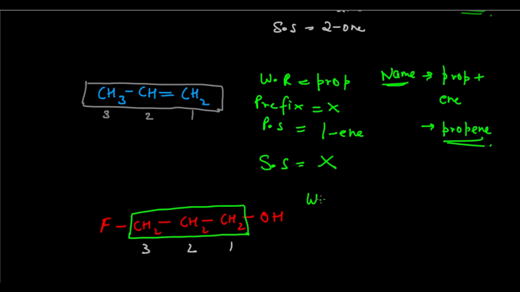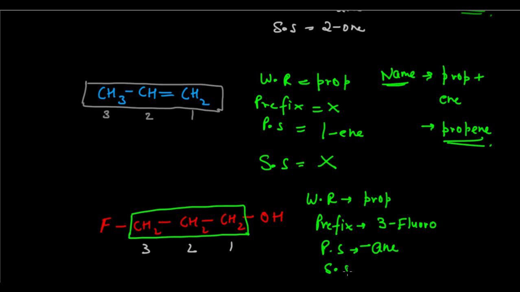So we have word root, which is prop. Again, there are 3 carbon atoms in the parent chain. That's why. Prefix. Will there be a prefix? Yes, there will be a prefix. It is 3-fluoro. Can you guess that? Yes, because it's a fluoro halo group attached to the 3rd carbon atom. Prefix, then primary suffix will be ane. Secondary suffix will be ol.